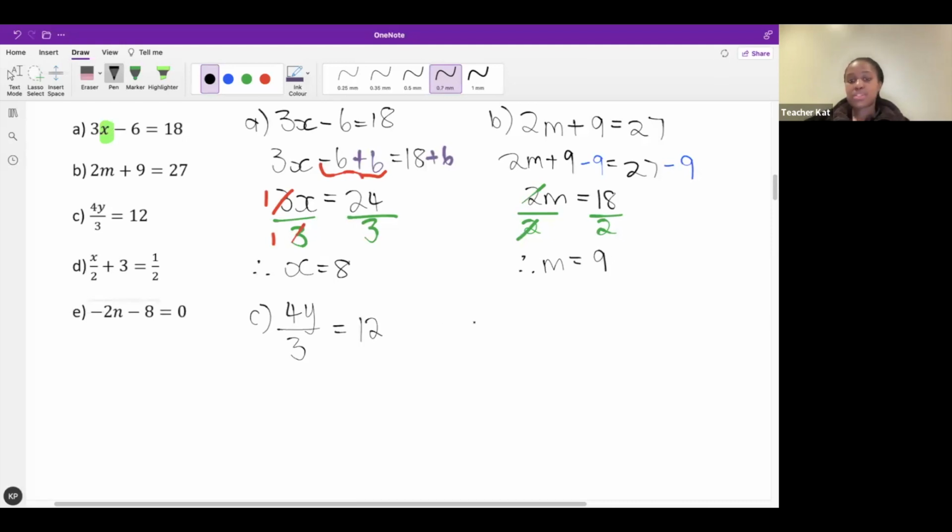y over 3 equals 12. What happens here? What is happening here? Nicely, Achille. You times by 3. Times by 3 on both sides. Because then this 3 and this 3 will cancel each other out. So I'm left with 4y is equal to 12 times 3, which gives me 36. I'm going to get rid of the 4 that is in front of my y. I'm going to divide both sides by 4. Therefore, y is equal to 9.